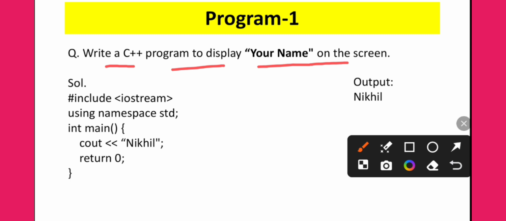Initially we have to include the header file, which means we have to write hash include iostream. Then we will be using the standard keyword, that is using namespace std. Then we will start the program by writing the main function, that is int main. Then if your name is, for example, Nikhil, we will write cout Nikhil. So it will display your name, whatever name is written over here. This is the simplest program from which we can start to learn coding.